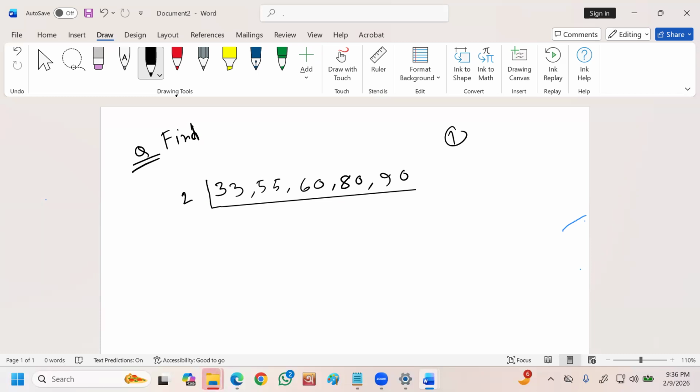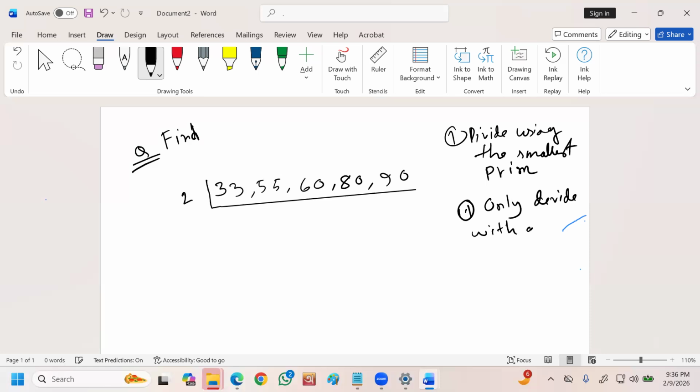The first condition is you have to divide using the smallest prime factor. There is another condition. You can only divide with a number if at least two of the numbers are divisible.